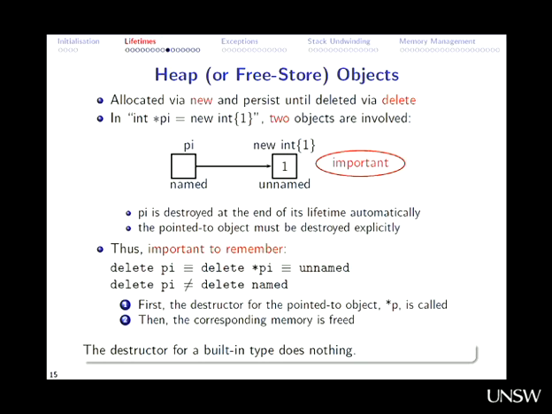It's important to remember that when you say delete pi, or delete dereference pi, that's deleting the unnamed object. Delete pi and delete named doesn't make sense. So even though you say delete and give it a named object, what it's really saying is delete the unnamed bit. Don't delete the named bit until it comes out of scope. The destructor for the pointed-to object is called, and then the memory is freed. So it's a two-step process.